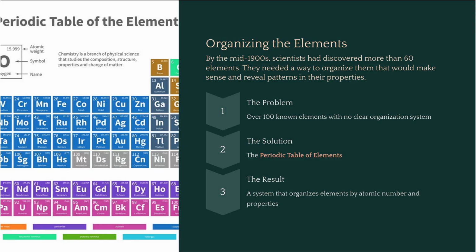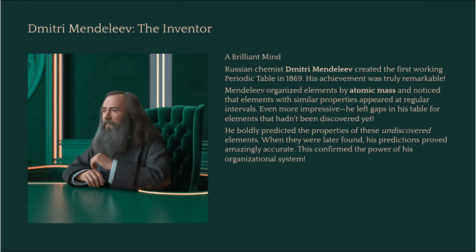The genius behind the original organizational chart was a Russian chemist named Dmitry Mendeleev. In 1869, he created a version of the table. What was so incredible is that he left gaps. He was so confident in his pattern that he predicted the existence and properties of elements that hadn't even been discovered yet. Imagine telling scientists exactly what a new element would be like before they had found it.